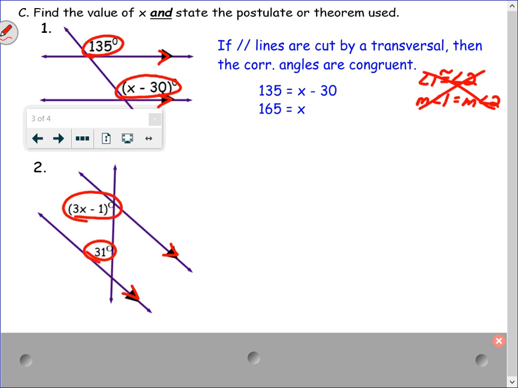They are both between the two lines, so they're both interior. Are they on the same side or opposite sides of the transversal? Correct, same side. So I want you to write down the theorem that would work for this. If parallel lines are cut by a transversal, then which angles are what? Go ahead and pause the video to get that done.